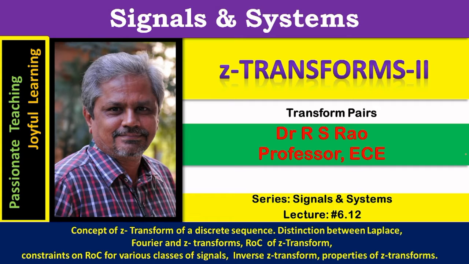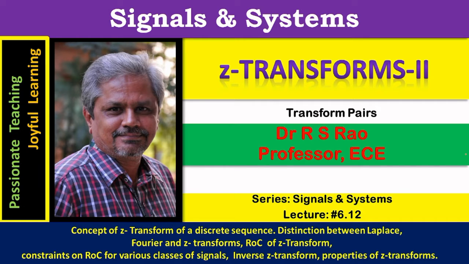Signals and Systems, Z Transforms, Part 2, Transform Pairs. Series on Signals and Systems, Lecture number 6.12. Z transforms. They are the most general transforms capable of transforming sequences, discrete time signals, from time domain into frequency domain.